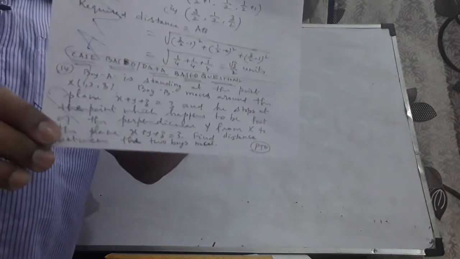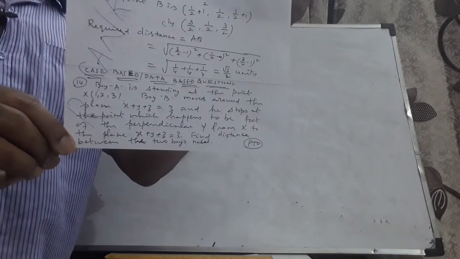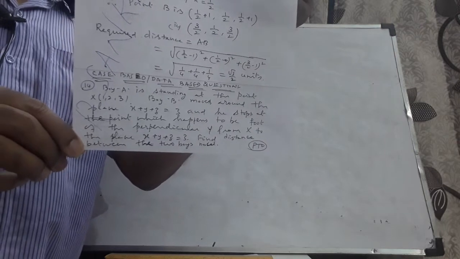Boy A is standing at the point X (1, 2, 3). Boy B moves around the plane x plus y plus z equal to 3, and he starts at the point which happens to be the foot of the perpendicular Y from X to the plane. Find the distance between the two boys now. This is the question. Just see the question now.